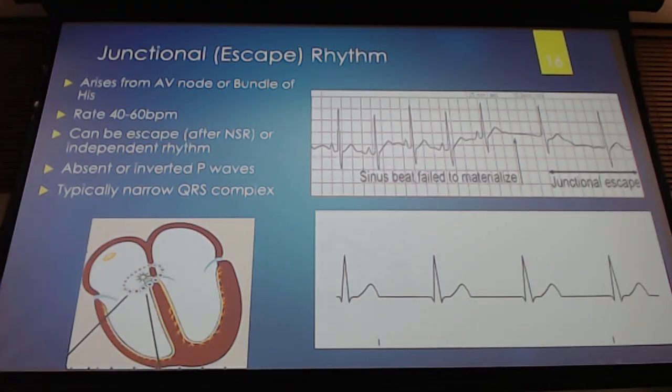This bottom strip here, this is a junctional escape or a junctional rhythm. If we look, we have our QRST, no P. QRST, no P. QRST, no P. And with junctional, the QRS complexes still tend to be narrow. They can be right on the verge of wide, right around that 3 boxes, but most of the time we think of this as a narrow QRS complex.